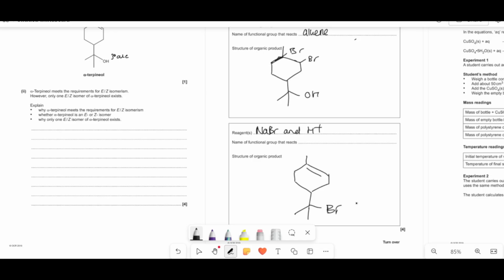Alternatives you could do is an esterification, because that's an alcohol. You can make an ester with it. Also, you could do elimination and boot off the OH, and then take the H2O as well to make an alkene there as well.